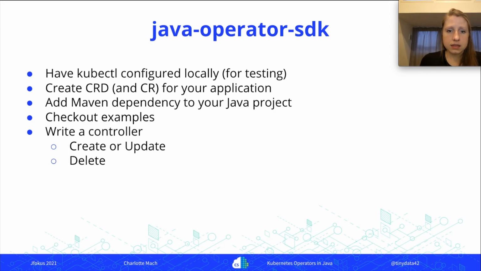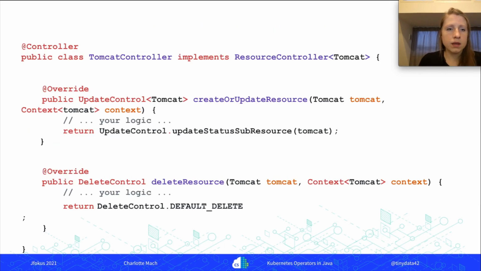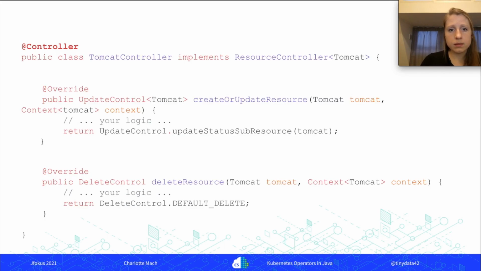Then the second to last part is actually writing your controller. You have two important parts in writing a controller. Let's look at the code. This is an example for a controller class. An important part in the beginning is to annotate it to make it a controller, so that it's actually looking for the CRD that it's going to be using.